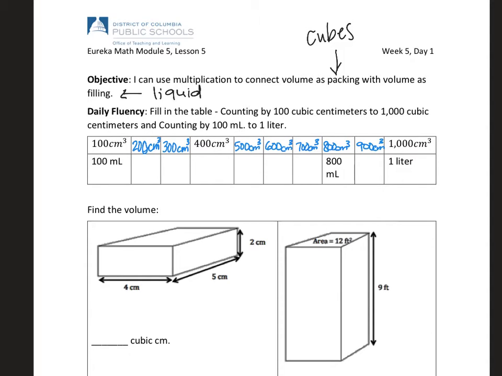All right, so same thing on the bottom. You are going to start with 100 milliliters and then count by hundreds. So 200 milliliters, 300 milliliters, 400 milliliters, 500 milliliters, and keep going. They gave us 800, so this is going to be 900. And then we know that 1 liter is the same as 1,000 milliliters. Okay, so we're going to come back to this chart. This chart's going to be useful later.